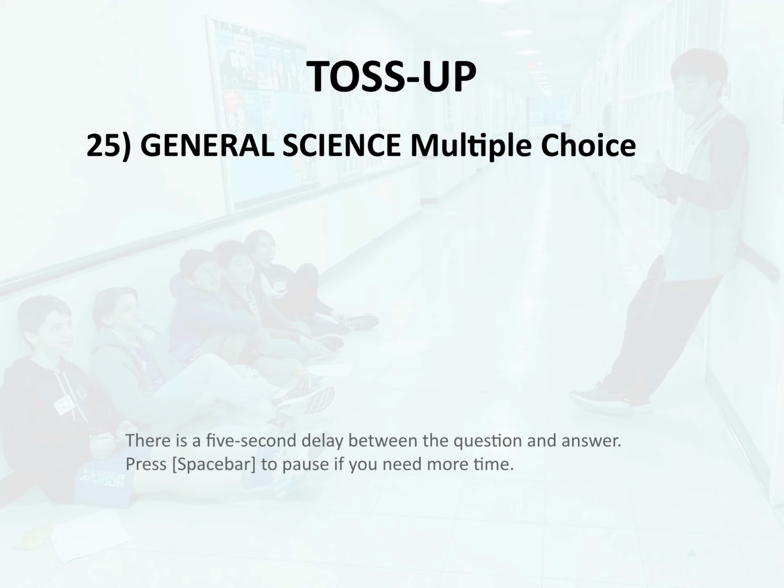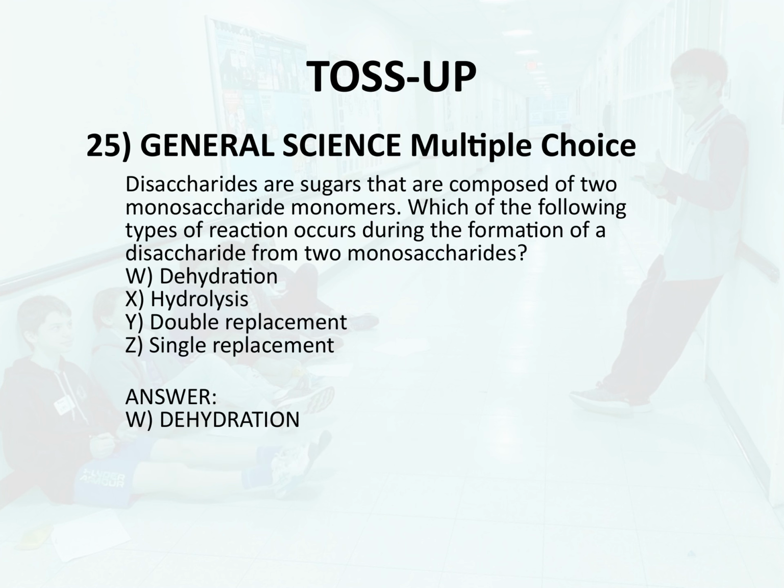Toss-up 25. General science. Multiple choice. Disaccharides are sugars that are composed of two monosaccharide monomers. Which of the following types of reaction occurs during the formation of a disaccharide from two monosaccharides? W. Dehydration. X. Hydrolysis. Y. Double replacement. Z. Single replacement. Answer: W. Dehydration.